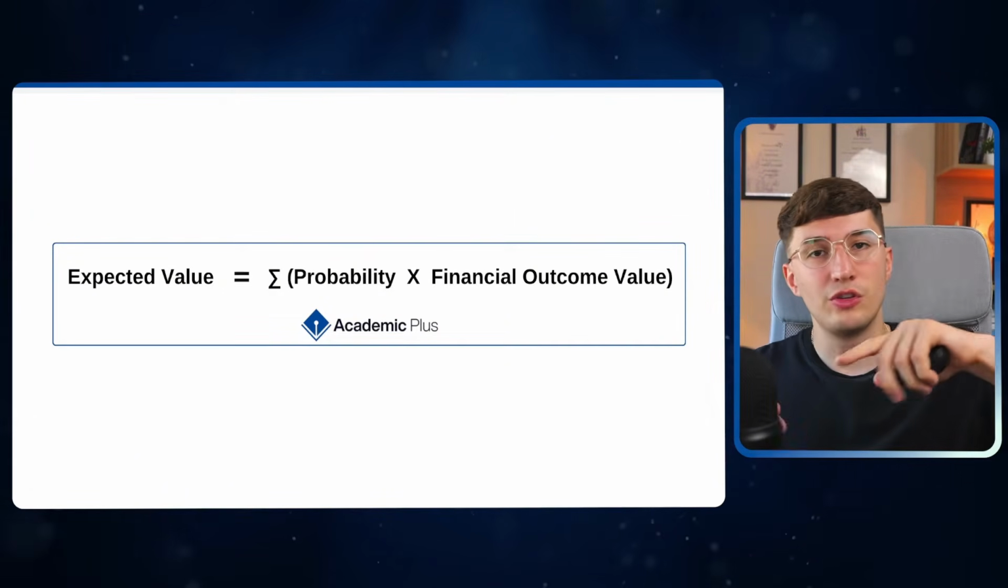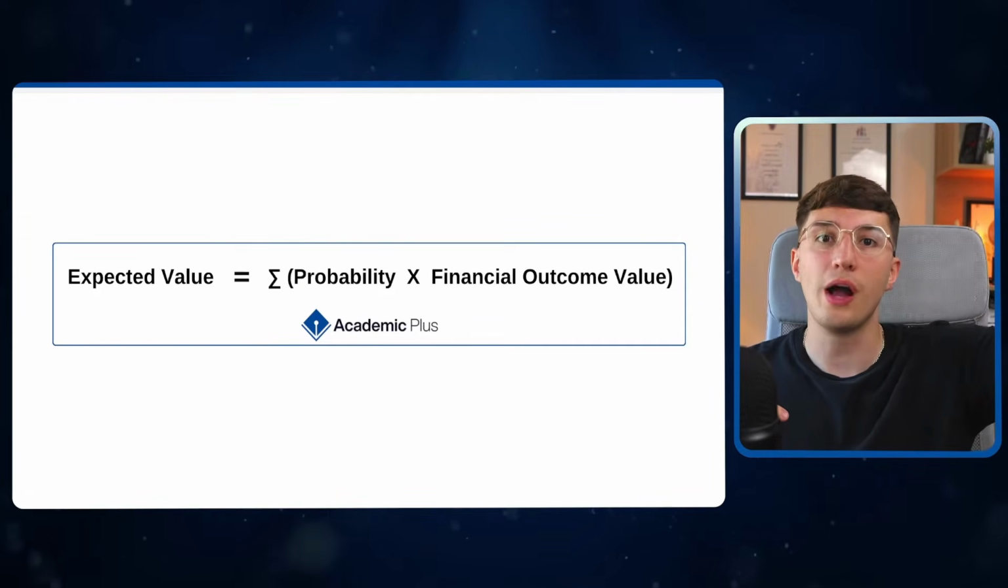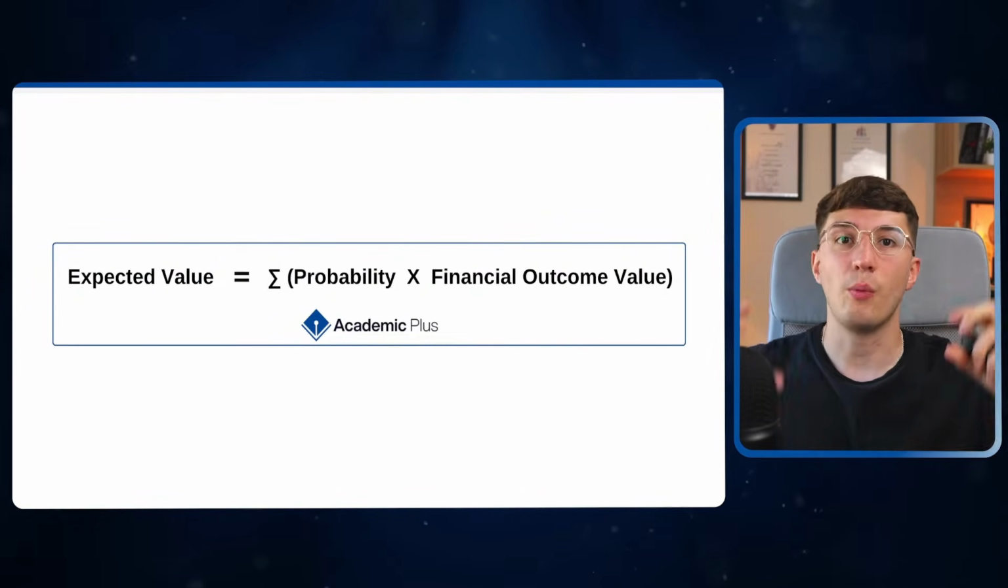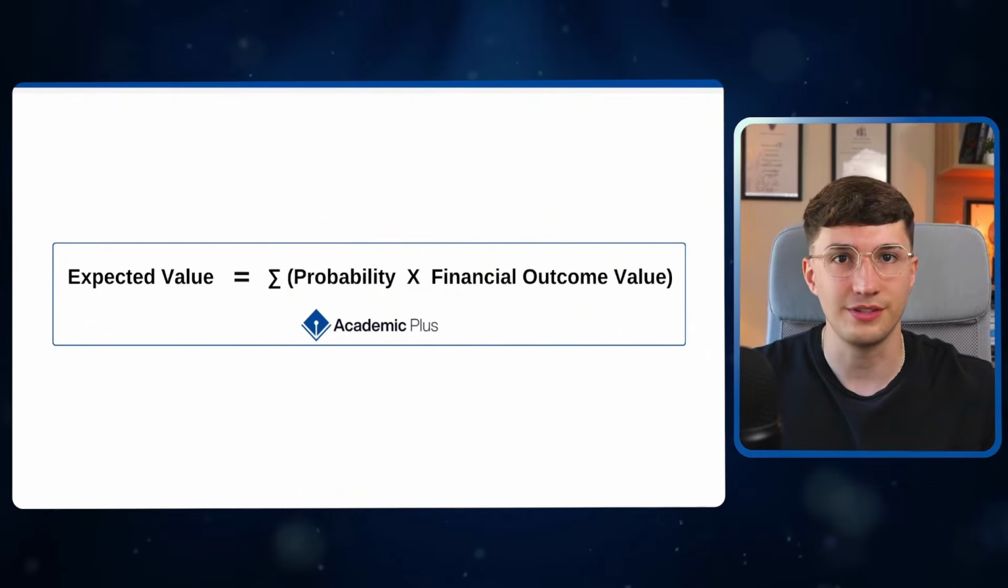Remember, when we saw the decision tree earlier, there were two different options, one that goes really well, one that doesn't go so well. And we take the sum of both of them. It will make a little bit more sense once we've gone through the step-by-step example.